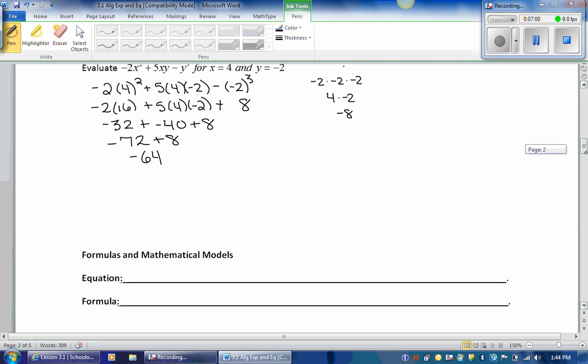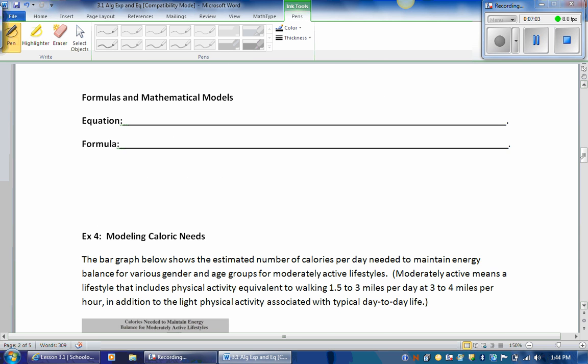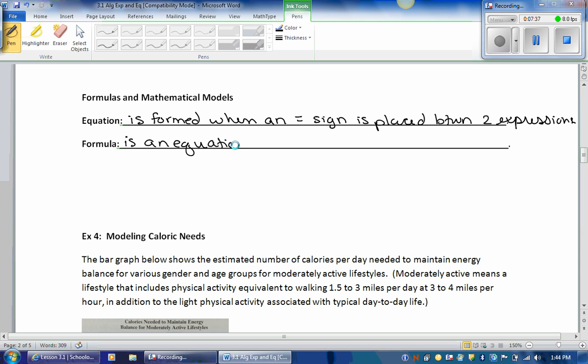Okay. So let's move on to formulas and mathematical models. Now, an equation is formed when an equal sign is placed between two algebraic expressions. Excuse my shorthand. Okay, it's formed when you have an equal sign between two expressions, but we were just working with those, those were expressions.